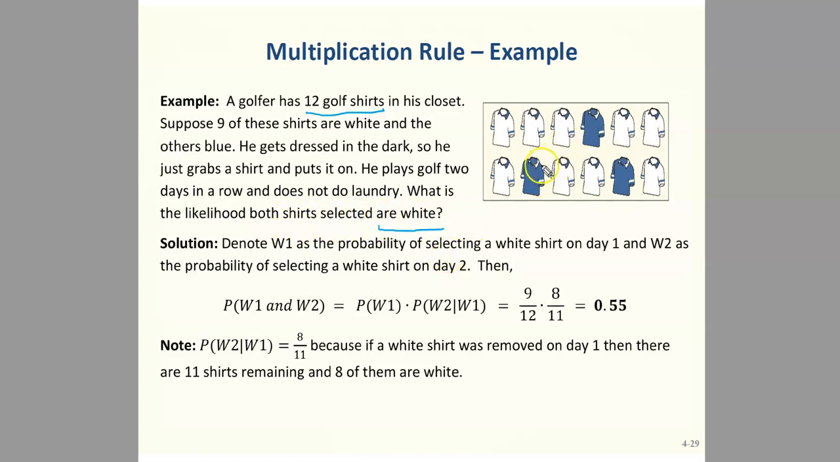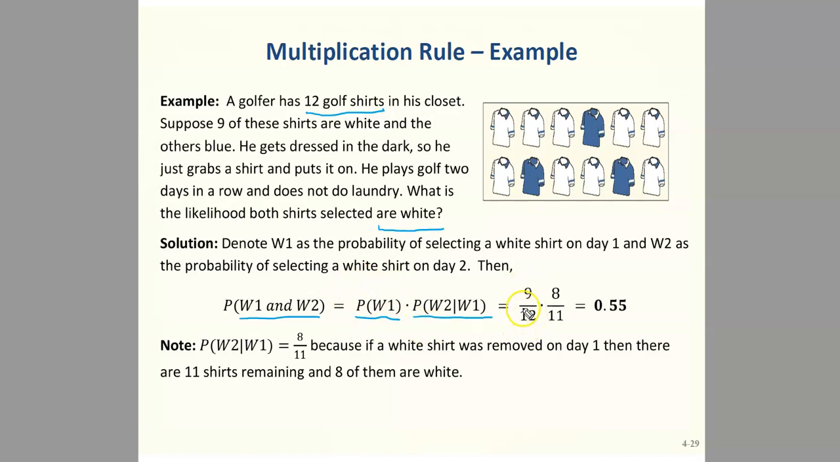So that's just like reaching in your closet, grabbing one shirt, grabbing another shirt at random, and you want to know what's the probability of getting a white shirt on day 1 and then a white shirt on day 2. Well, by our multiplication rule, it's going to be the probability of getting a white shirt on day 1 times the probability of getting a white shirt on day 2, given that you previously selected a white shirt on day 1. So the probability of getting a white shirt the first time you reach in the closet and grab a shirt is 9 out of 12.